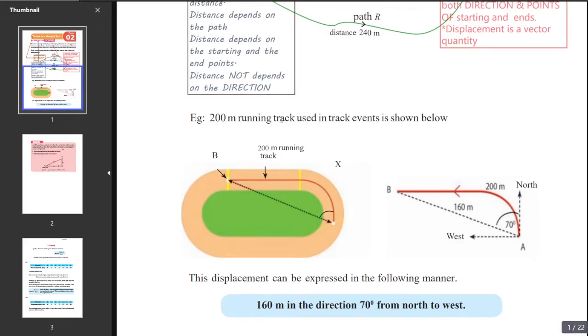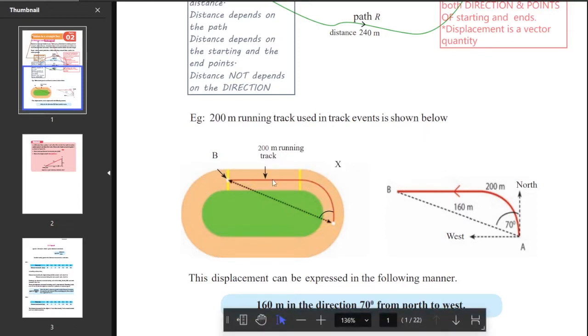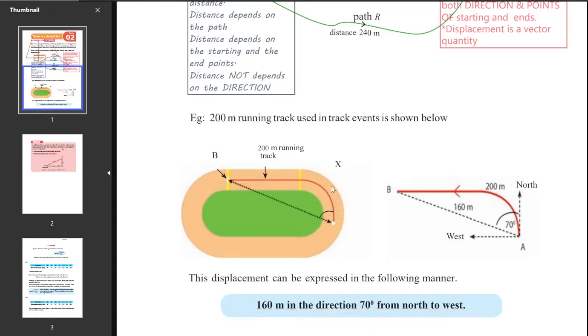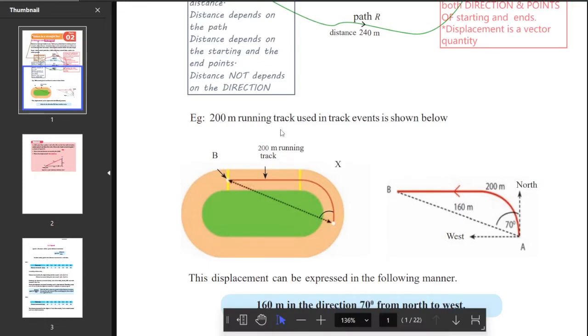Okay, now let's see another example for distance and displacement. Here, a 200-meter running track used in a track event is shown below. This is the playground. We know this red line is the track used for the running event. Here I have shown the west and north directions, and the starting point. The motion starts from A to B along the running track, and the path is shown by the arrowhead.